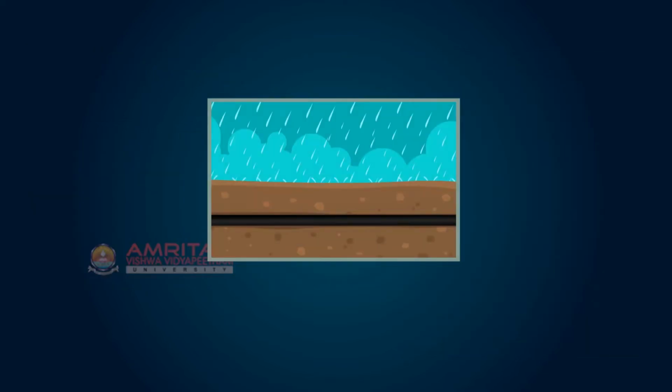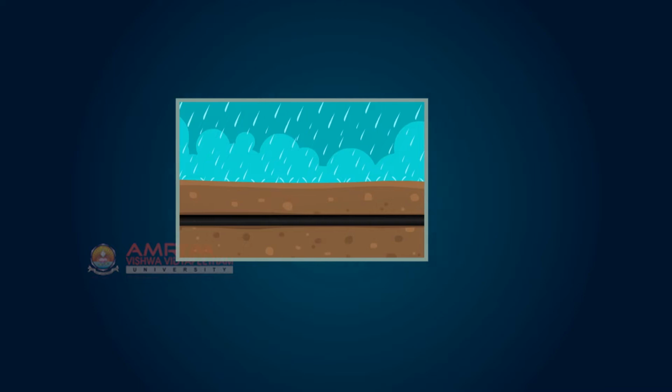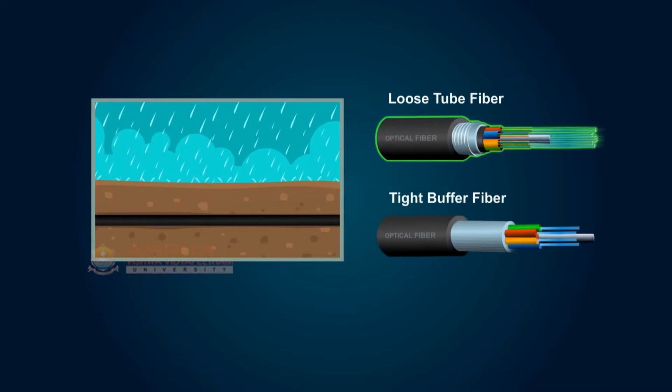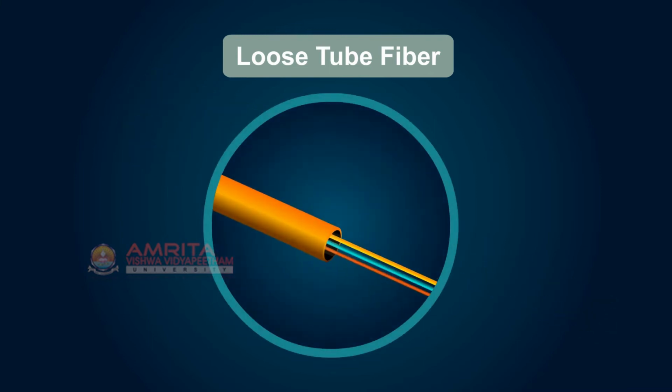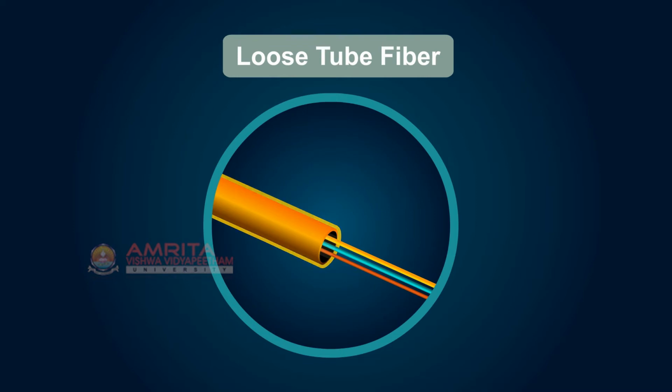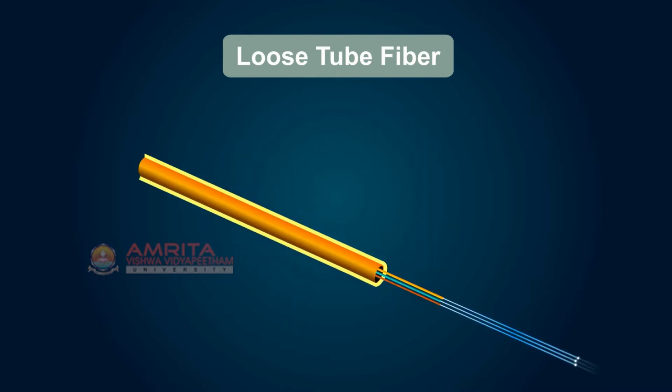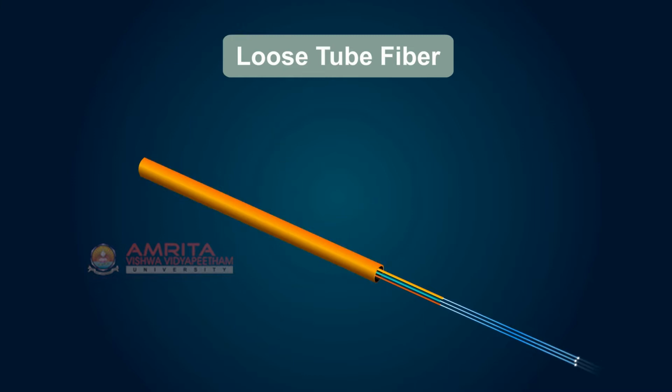Fiber optic cables are constructed in two ways: loose tube and tight buffer fiber. Loose tube fiber. In the loose tube, the fiber is contained in a plastic tube that has an inner diameter considerably larger than the fiber itself. The interior of the plastic tube is usually filled with a gel material. The loose tube isolates the fiber from the exterior forces acting on a cable.